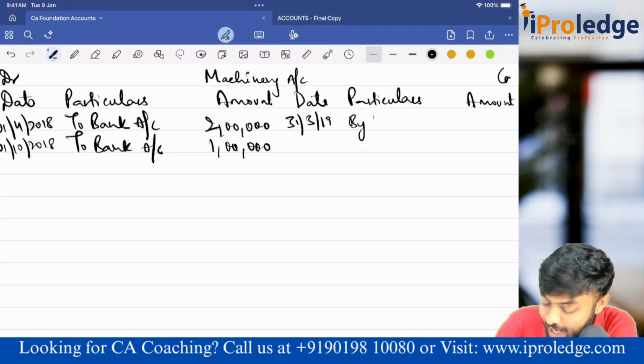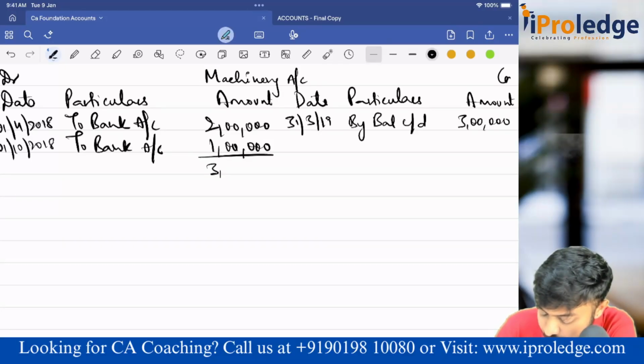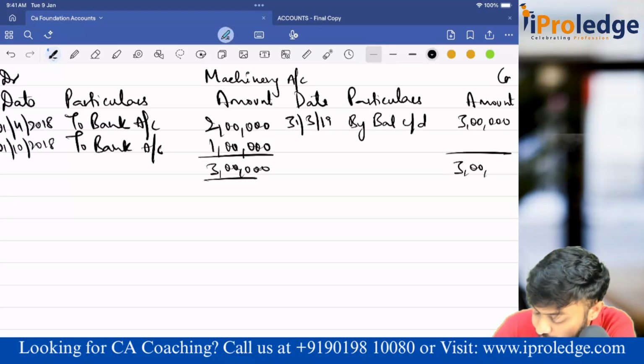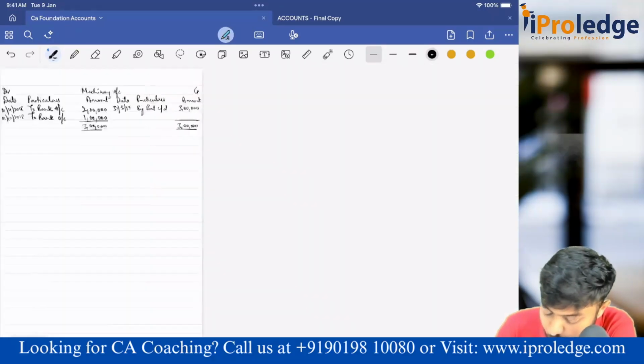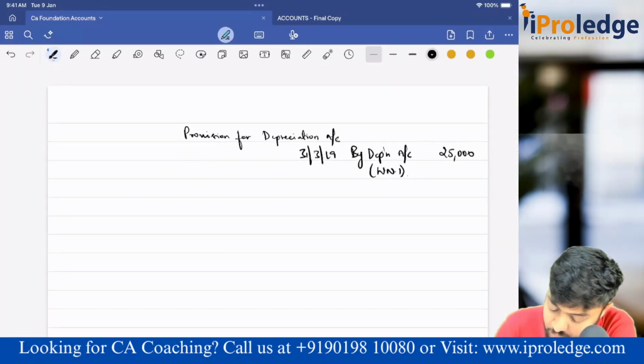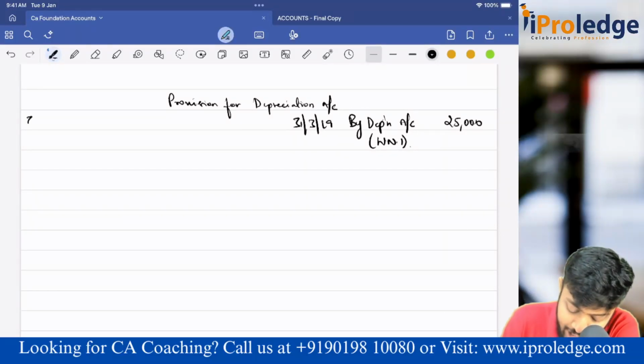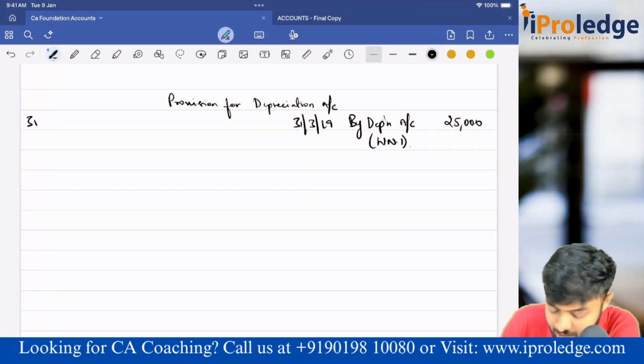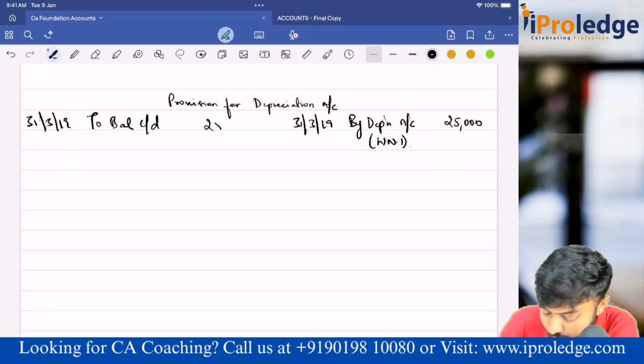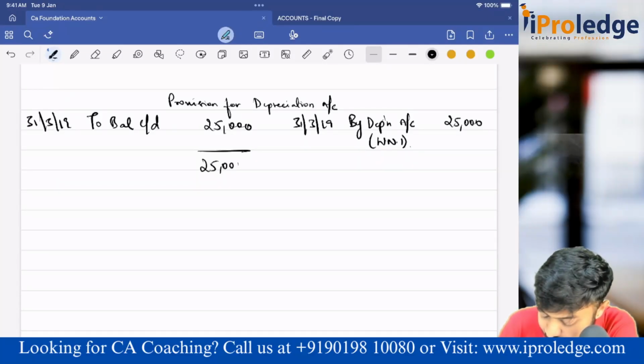So 31/3/19 by balance carried down, it comes to 3 lakh. So 3 lakh. 3 lakh. Done. Then provision for depreciation also I have to carry forward because it is a liability like ledger. So 31st March 19 to balance carried down 25,000. So total 25,000.